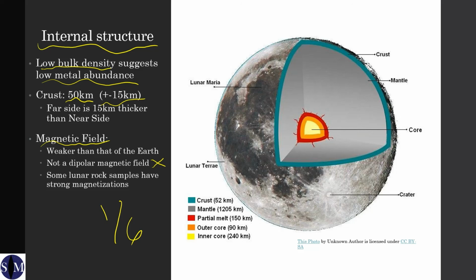But some of the lunar rock samples that were brought by the Apollo astronauts do suggest that in the early Hadean eon, when the moon was being formed, the moon's magnetic field was very strong, ranging from 20 to 100 microtesla. In comparison, the Earth's modern magnetic field is only 50 microtesla.